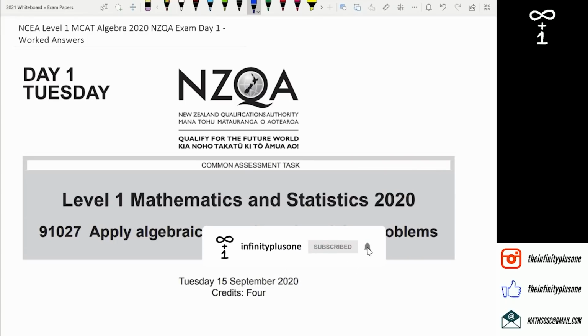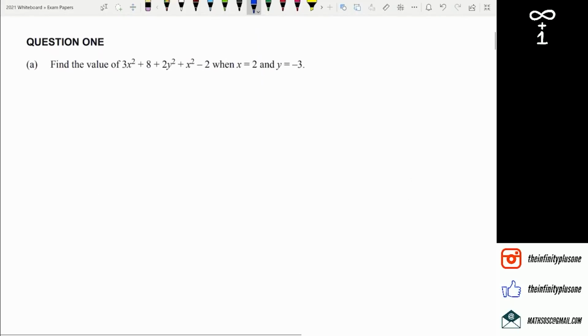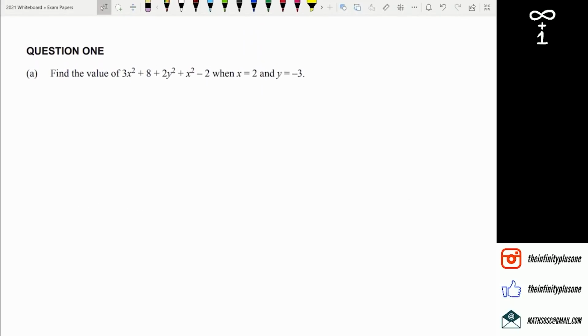All right guys, so let's get going with the first question. Question one is a nice, easy question to start off with, just some basic substitution. We've got x equals 2, so we substitute wherever x appears. And we also have y equals minus 3, so we substitute that wherever y appears.